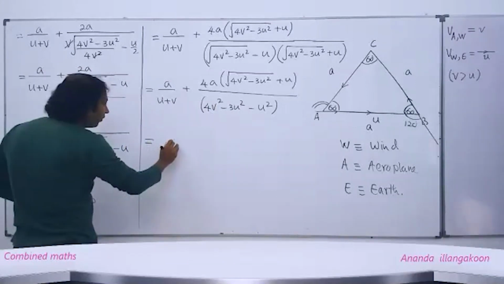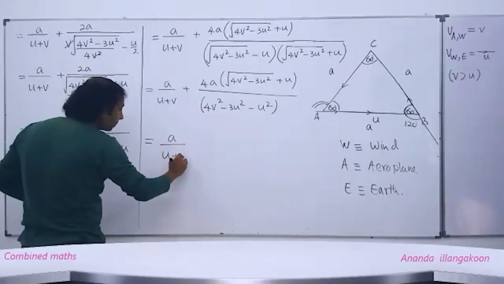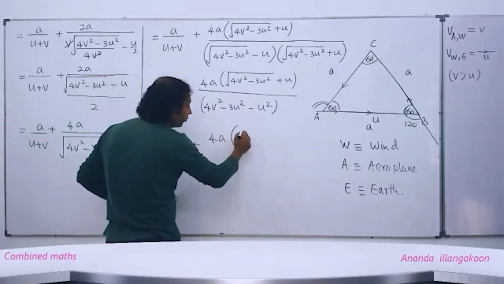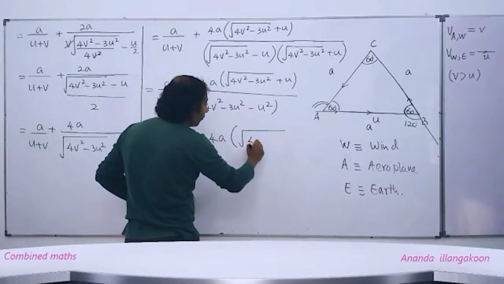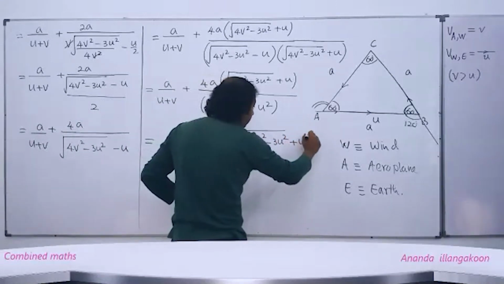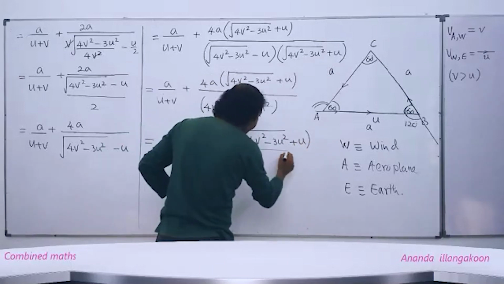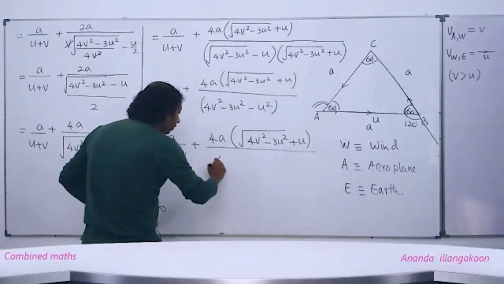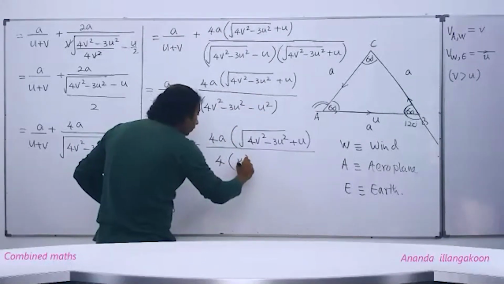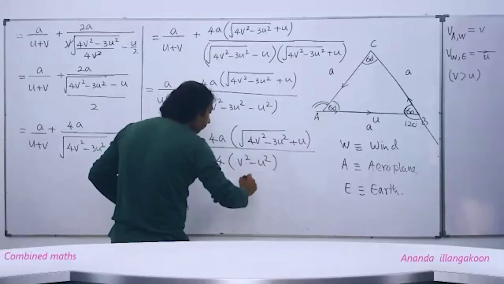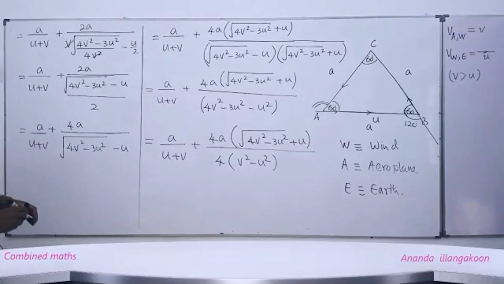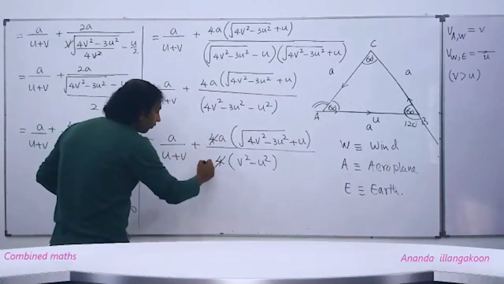More here for u plus v, for a times the square root of 4b squared minus 3u squared plus u, divided by here 3u squared minus u squared is 4u squared, take 4 out, b squared minus u squared. Now this 4 and this 4 you can cancel.